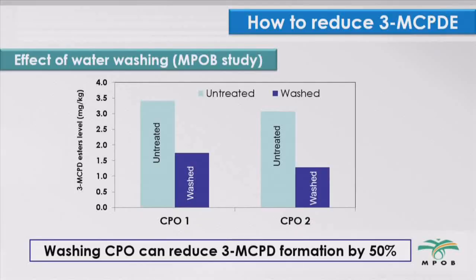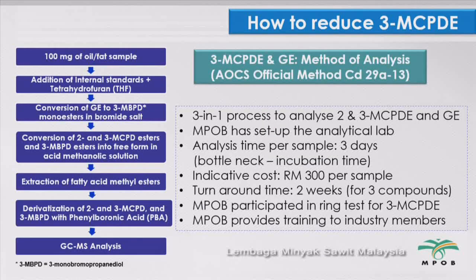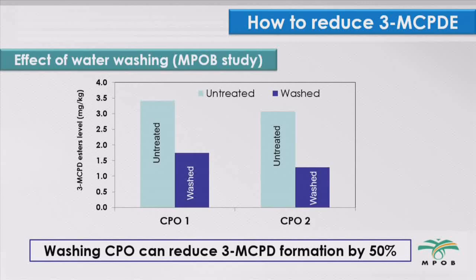Now, how to reduce, again, the effect of water washing. This is an example of some trials that we did. Here, for example, two groups of samples. This is untreated. This is washed. This is an example. Washing basically reduces the levels of 3-MCPD by about 50%. This is another trick that we can follow.